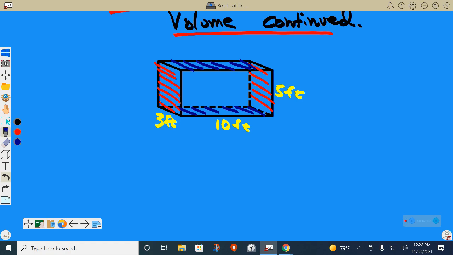I'm going to pass it around. Check it out. Just close it on itself and then pass it around. Make sure that your edges are 10 feet, 3 feet, and 5 feet. You're going to look at it, just pass it around. So let's first find the surface area.